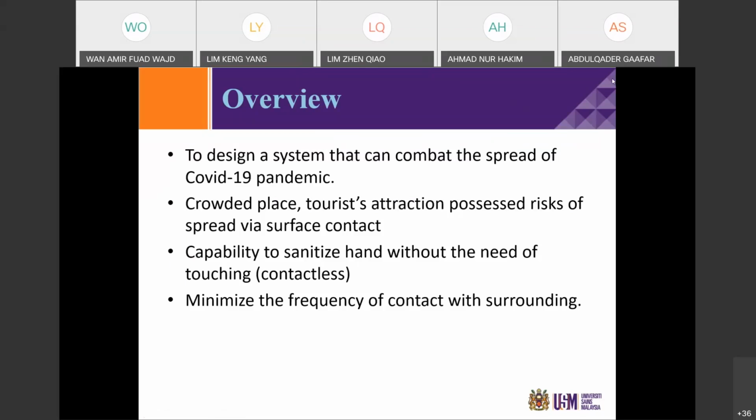Ahmad Nur Hakim, can you hear me? We cannot hear you. You probably muted your microphone, or even your speaker is not working. Nur Hakim, we still cannot hear you.